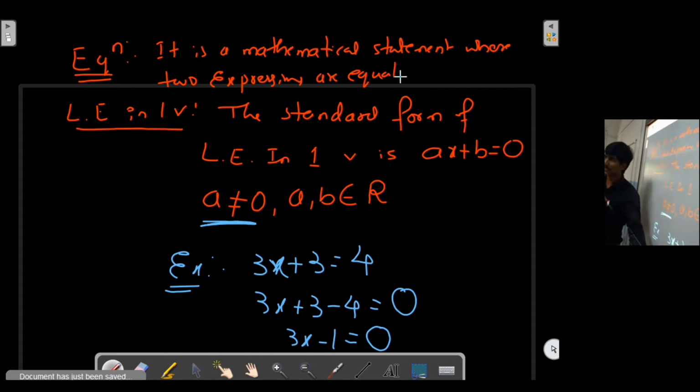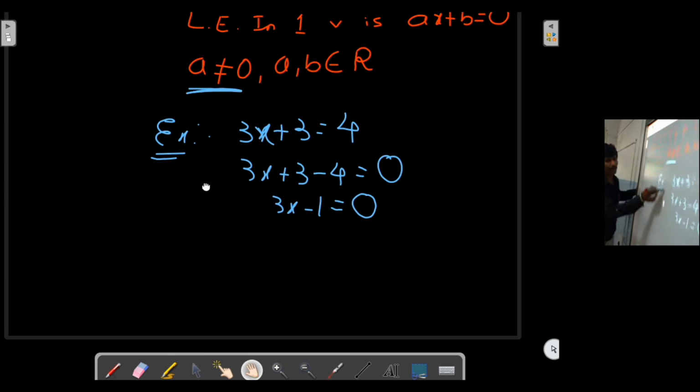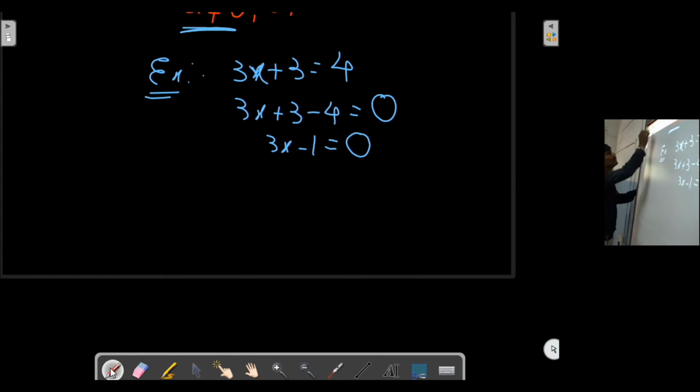For example, this is one expression. Which type of expression? This is a linear equation. Understood? Understood? So then we'll go for quadratic equation. Wait, I will give you the time.